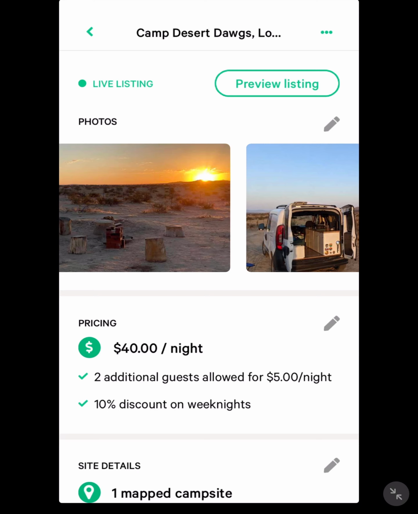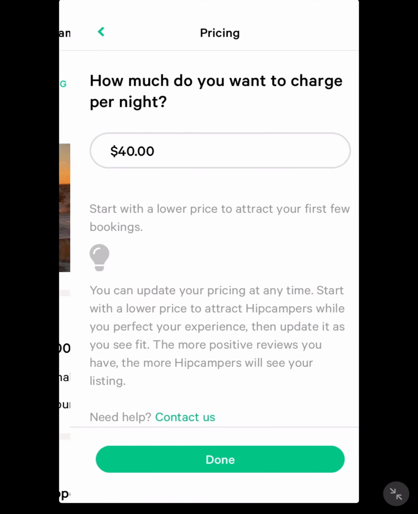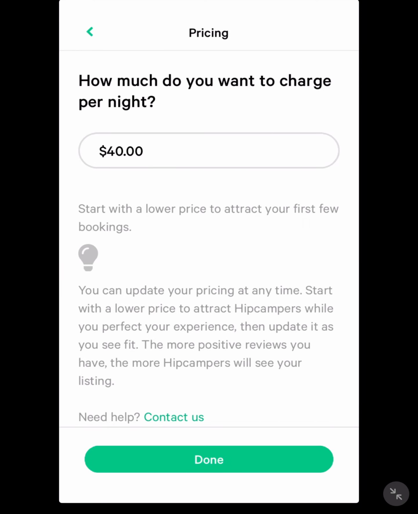And just a quick couple details. I do allow 2 additional guests. Each additional guest will be $5. And during the weeknights, since Monday to Thursday, I do offer a 10% discount on the bookings. But if we click here on edit, Hipcamp itself gives you some good tips.